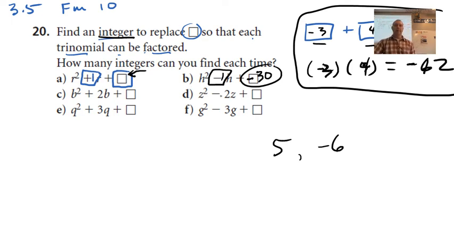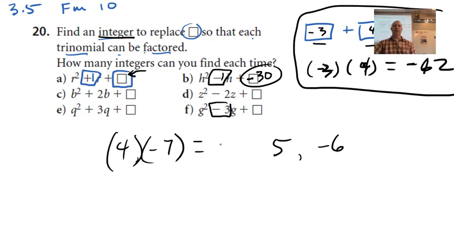And again, for F, for example, two numbers that have a sum of negative 3. Well, if you did 4 and what? Negative 7. Okay? So that adds up to negative 3. So 4 times negative 7 is negative 28. So that would go there. That's one such number that would go there. Okay? So that's number 20.